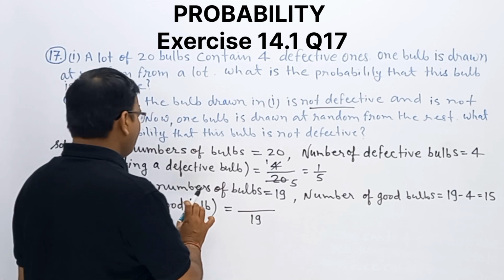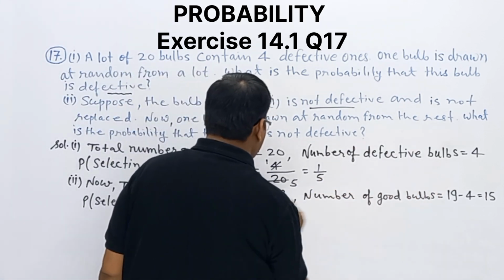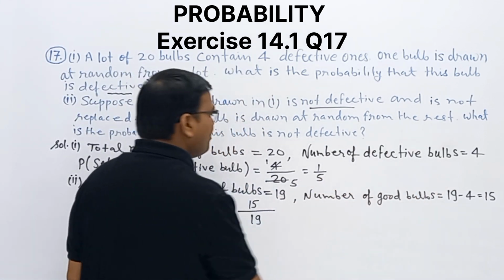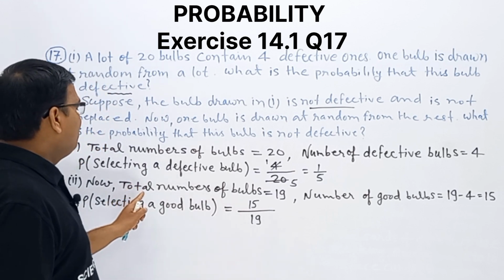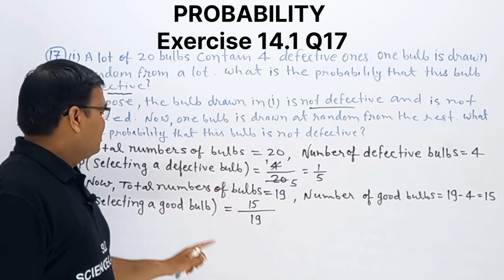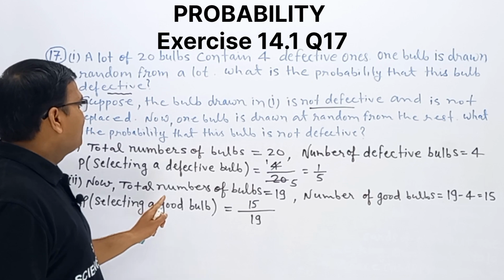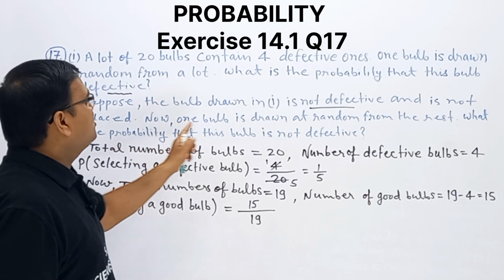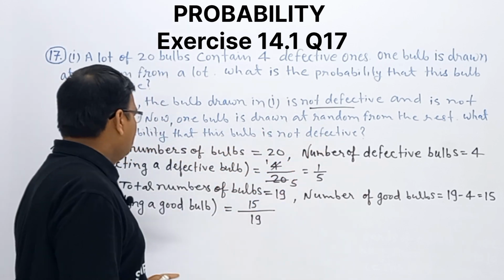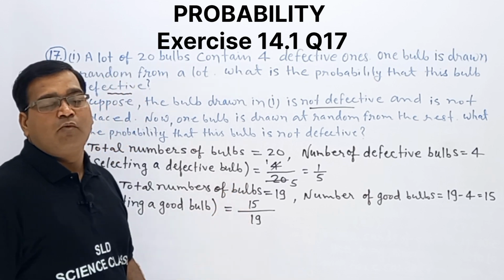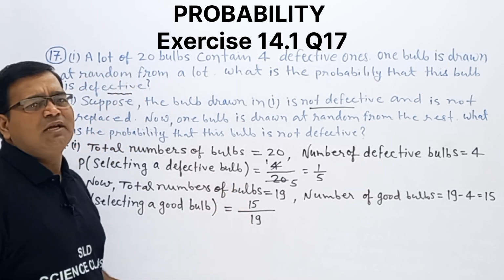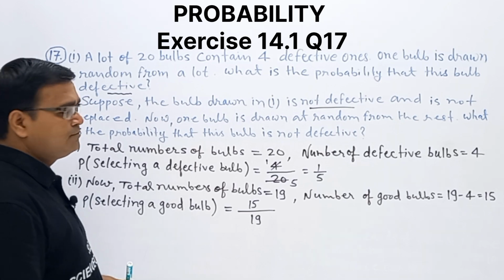Good bulbs we are having 15, so 15 will be what? Number of favorable outcomes divided of total possible outcomes will be what? Total number of bulbs. So probability of selecting a not defective in the second one will be what? 15 upon 19. This will be the required answer. Observe again what we are doing in this question.